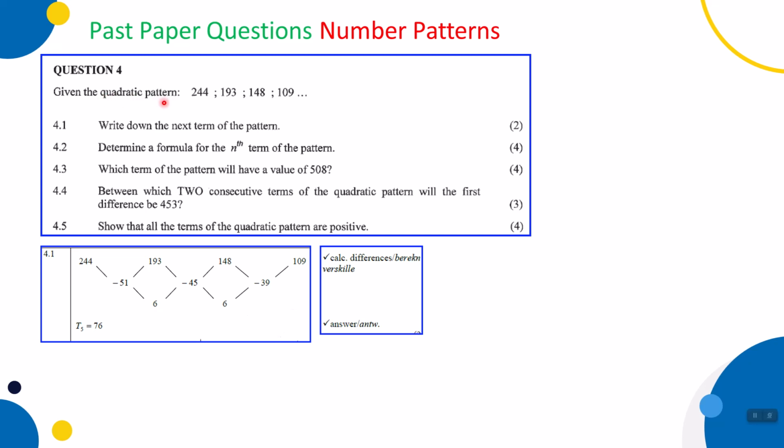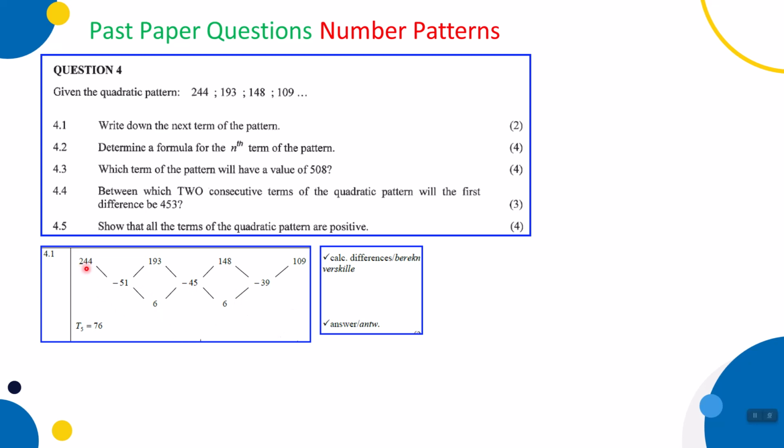Right, here's our next question. Question 4. Given the quadratic pattern 244, 193, 148, 109, etc. 4.1. Write down the next term of the pattern, 2 marks. It's quadratic, so it has a first difference and it has a constant second difference.